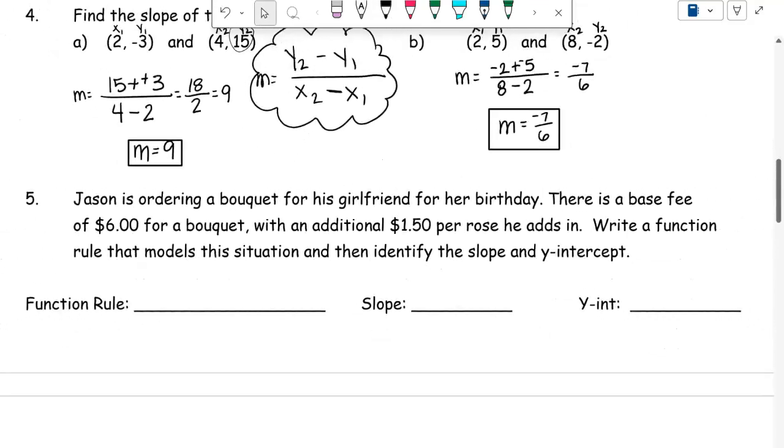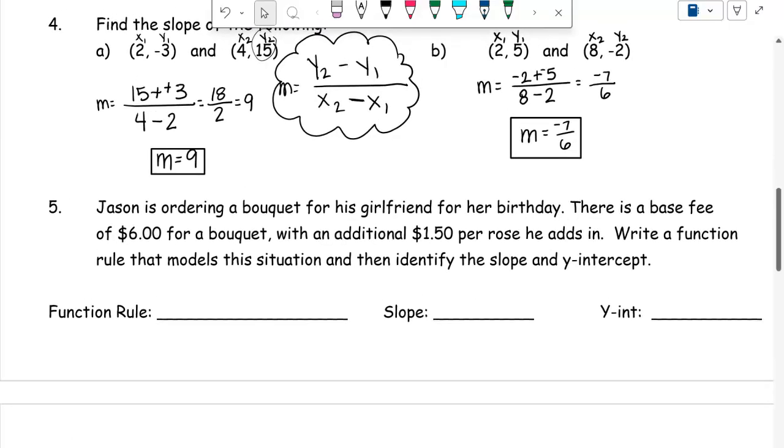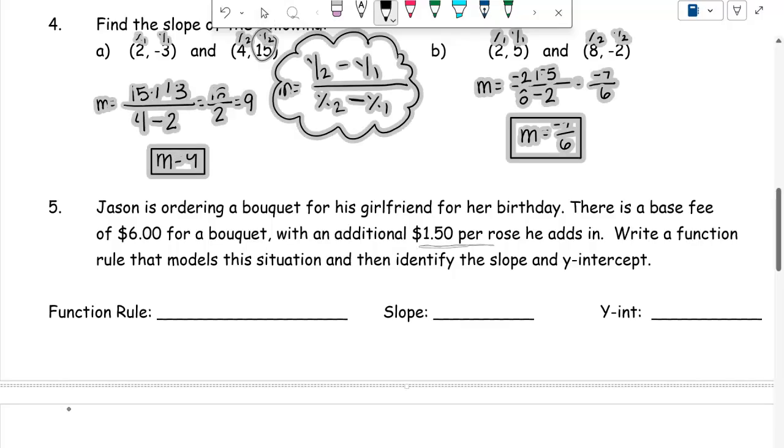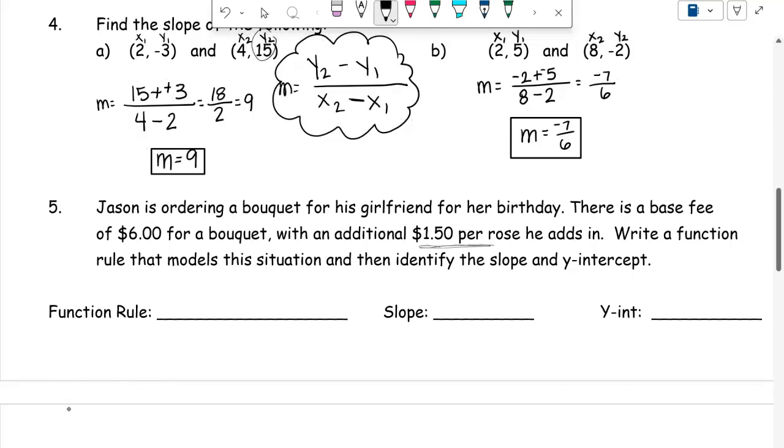When we are graphing, we also have to set up function rules. So this is kind of the same as what we did in Unit 2. Here we have Jason ordering a bouquet for his girlfriend for her birthday. There's a base fee of $6 for the bouquet and an additional $1.50 per rose he adds in. Write a function rule that models the situation and identify the slope and the y-intercept.